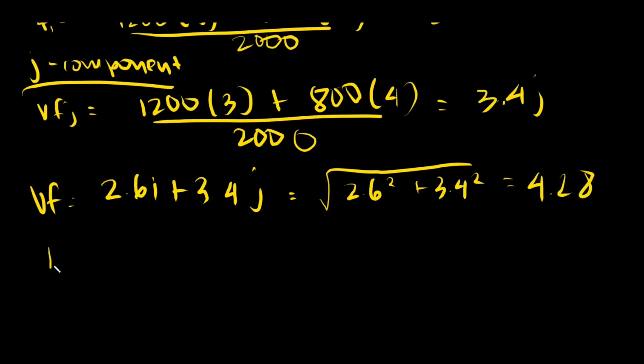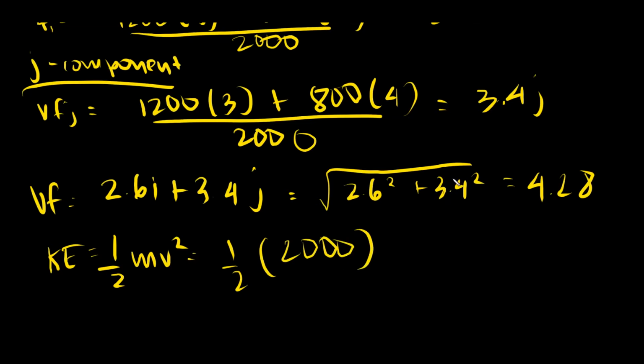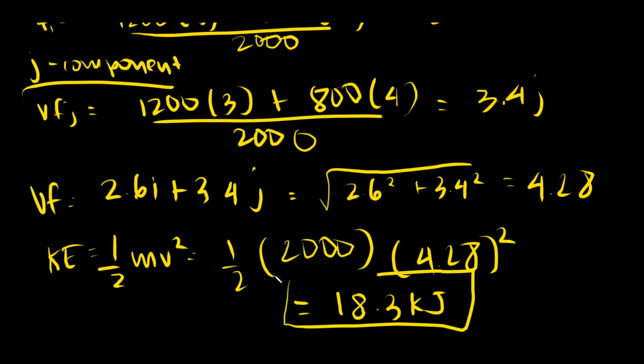So, solving for the kinetic energy after the collision, you have kinetic energy is equal to 1/2 mv squared. So, that is 1/2 times 2,000 times final velocity 4.28 squared. Answer is 18.3 kilojoules. Answer.